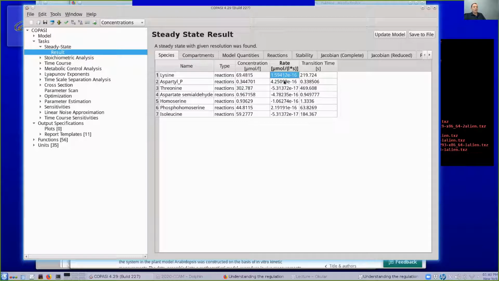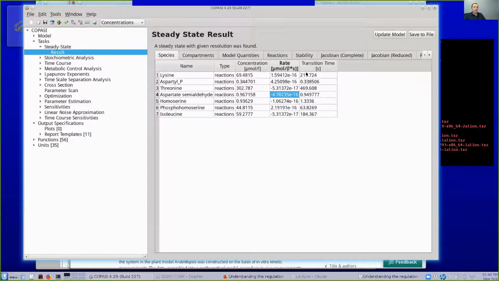Now, I told you a steady state is when the rate is equal to 0. So this is just so you can estimate the quality of the steady state. Is it a good steady state if everything is close to 0? So these numbers are all, the largest one is something 10 to the minus 16. So these are all pretty close to 0.